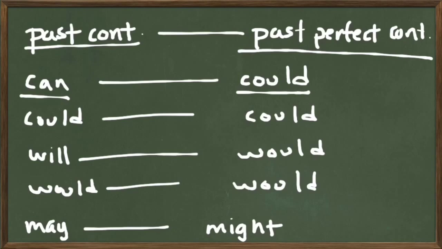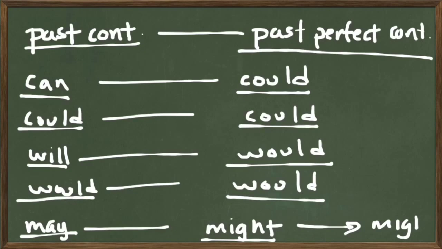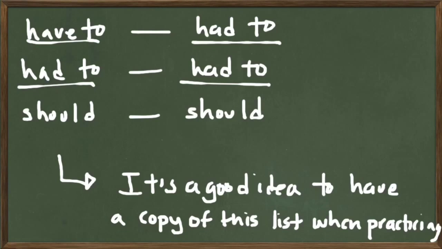Can changes to could; could doesn't change, it stays the same. Will changes to would; would doesn't change. May changes to might, and of course might doesn't change either. Have to changes to had to, and had to stays the same most of the time. Should does not have any change either.